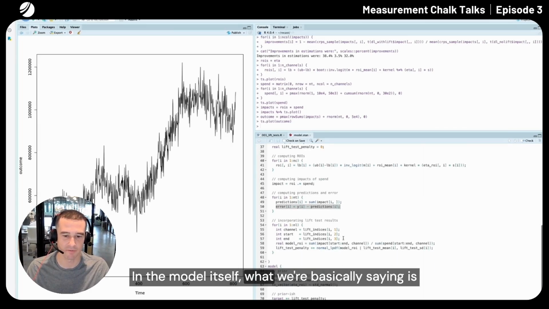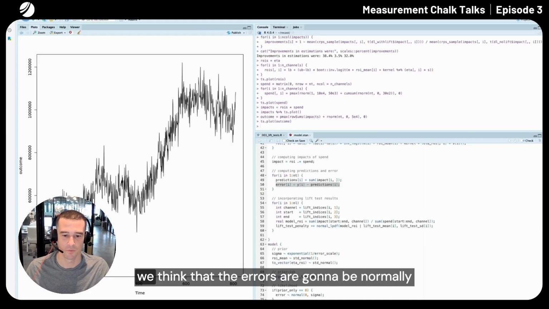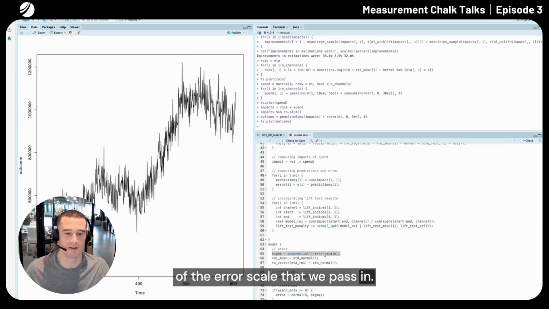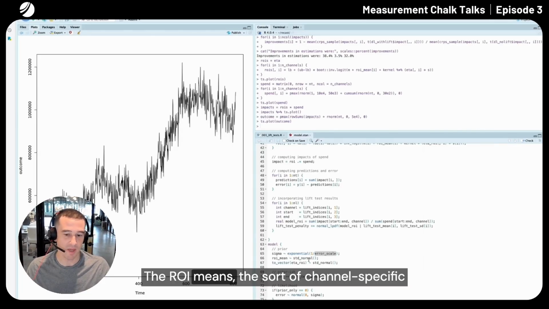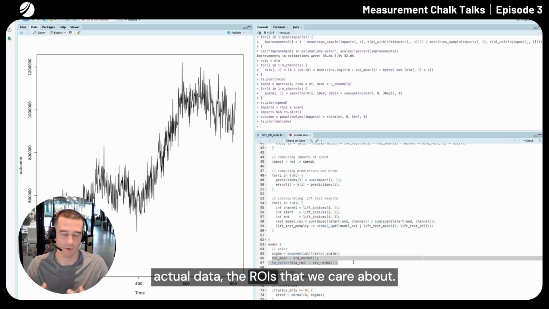In the model itself, what we're basically saying is we think that the errors are going to be normally distributed with some standard deviation sigma. We think that this sigma is going to be exponentially distributed by the reciprocal of the error scale that we pass in. The ROI means, the channel specific means, are going to be standard normal. The eta ROIs are going to be standard normal. And these are the things that generate the actual data, the ROIs that we care about.